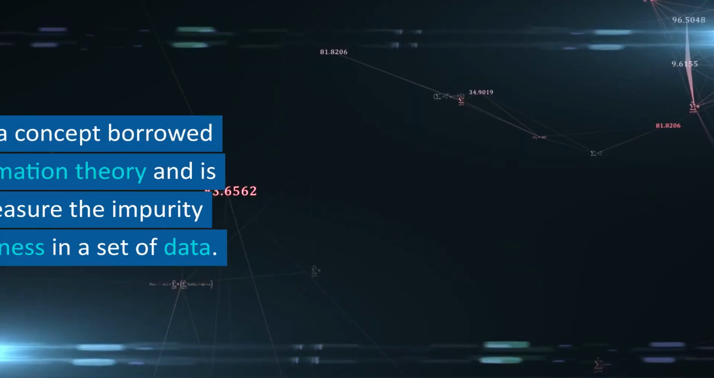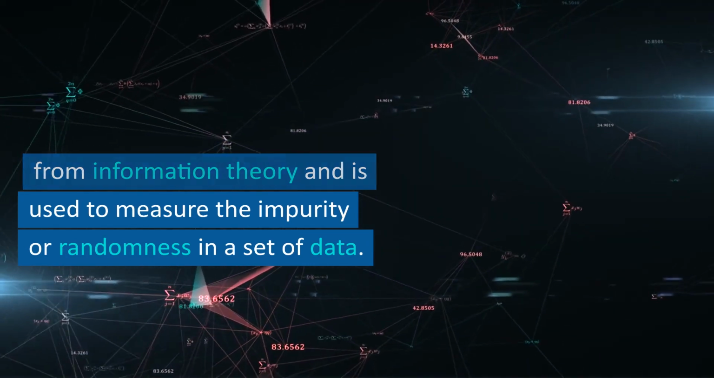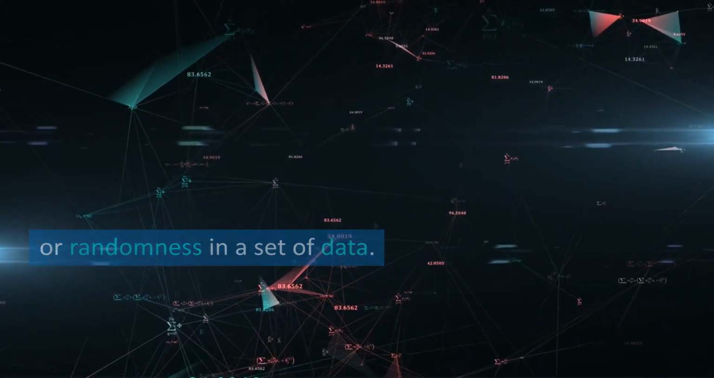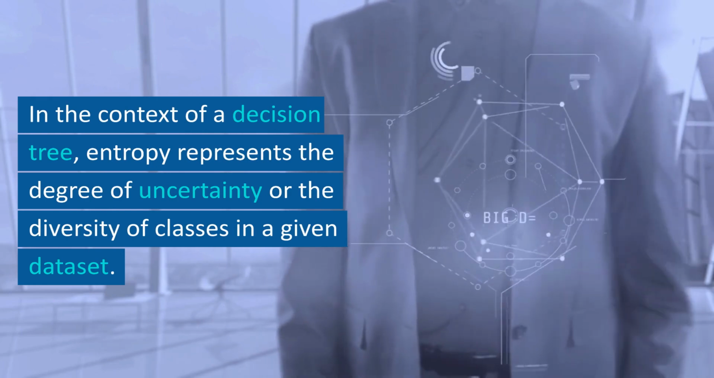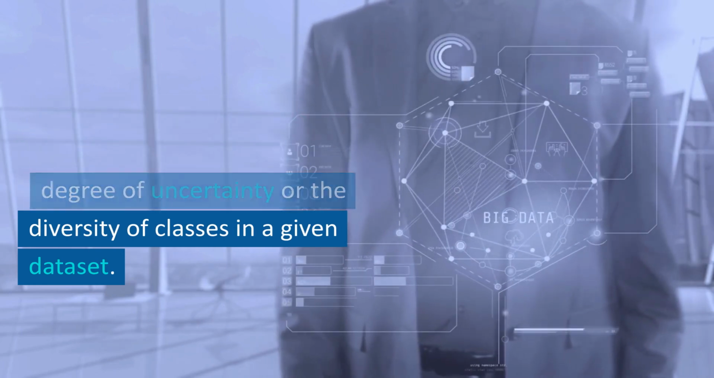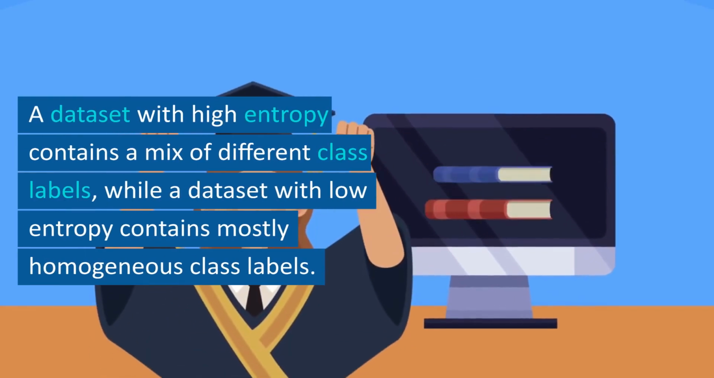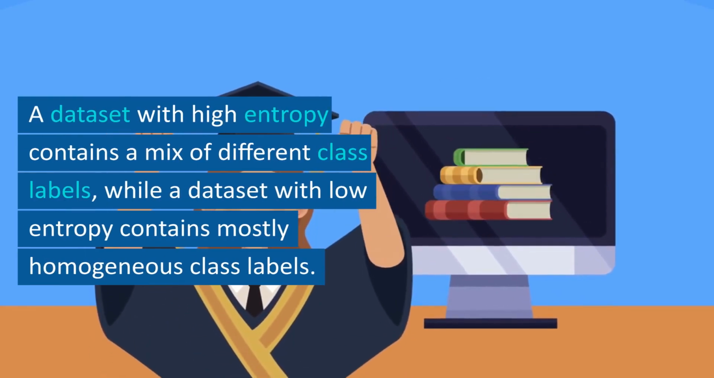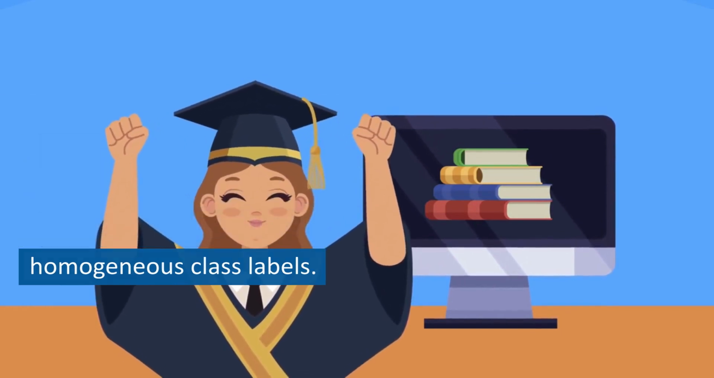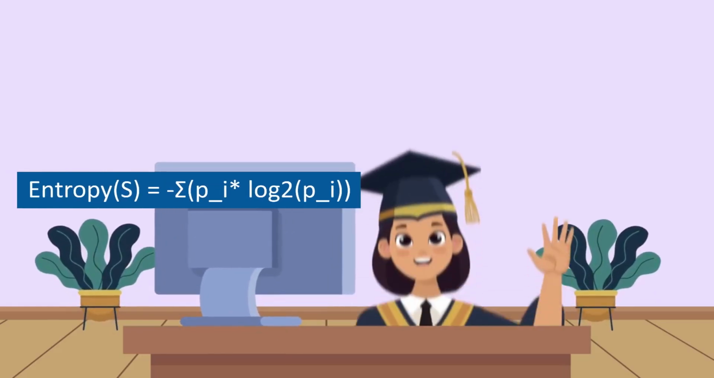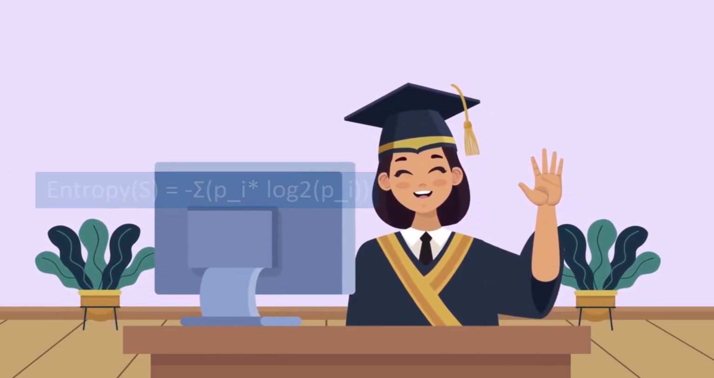decision tree. Entropy is a concept borrowed from information theory and is used to measure the impurity or randomness in a set of data. In the context of a decision tree, entropy represents the degree of uncertainty or the diversity of classes in a given dataset. A dataset with high entropy contains a mix of different class labels, while a dataset with low entropy contains mostly homogeneous class labels. Entropy(S) = -Σ p_i log2(p_i).